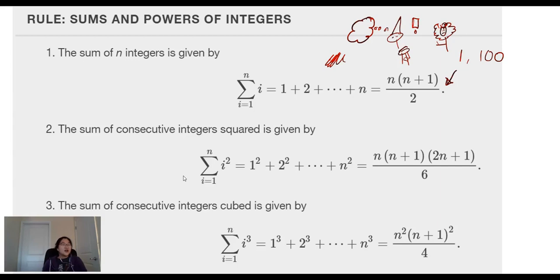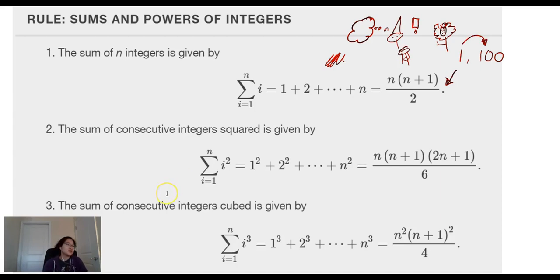Yeah. Okay, but when you're adding up all the numbers from 1 to something, you just take the biggest number, and then you add another number to it and divide by 2. Because you're pairing up the numbers.